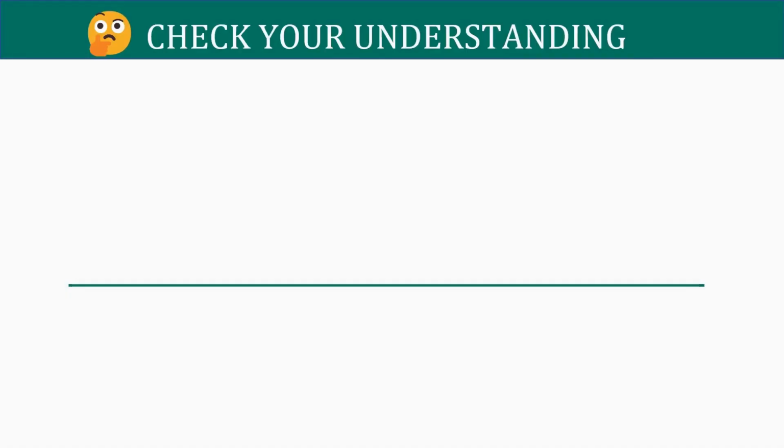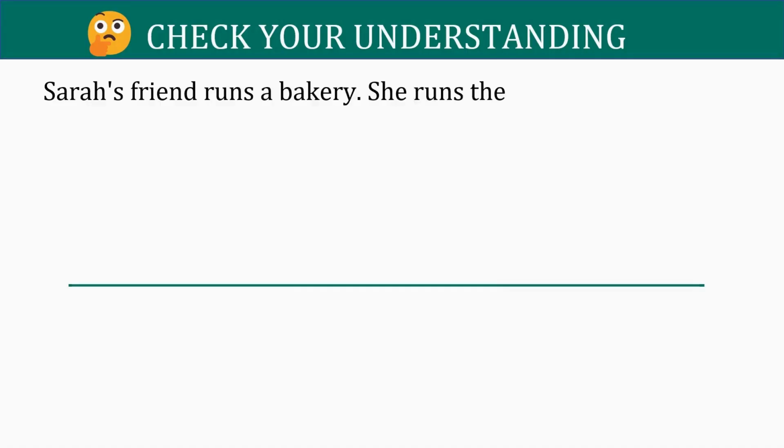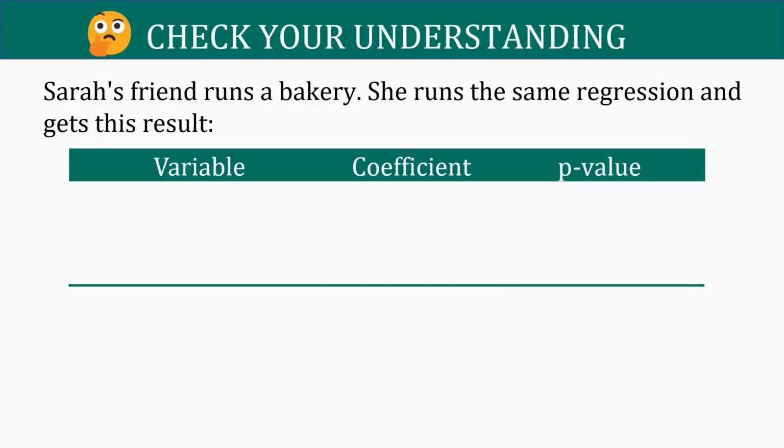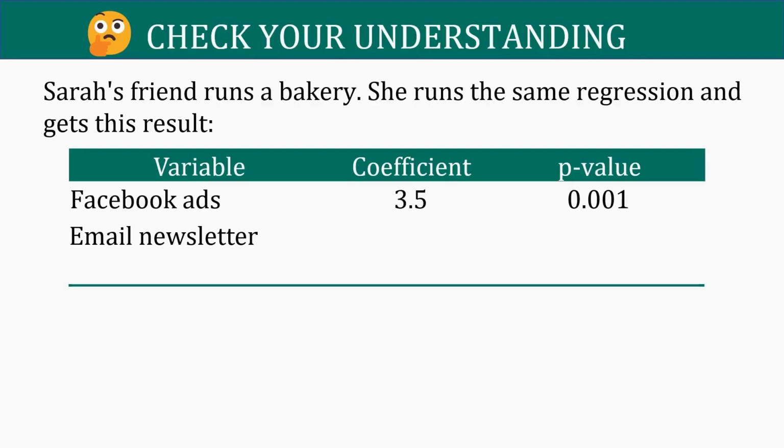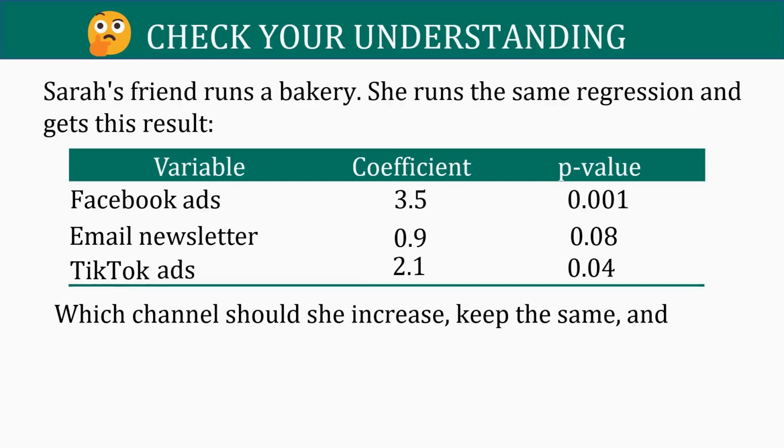Now your turn. Pause and answer this. Sarah's friend runs a bakery. Same regression, this result. Facebook ads, coefficient 3.5, p-value 0.001, email newsletter, coefficient 0.9, p-value 0.08, TikTok ads, coefficient 2.1, p-value 0.04. Which channel should she increase, keep, and cut?